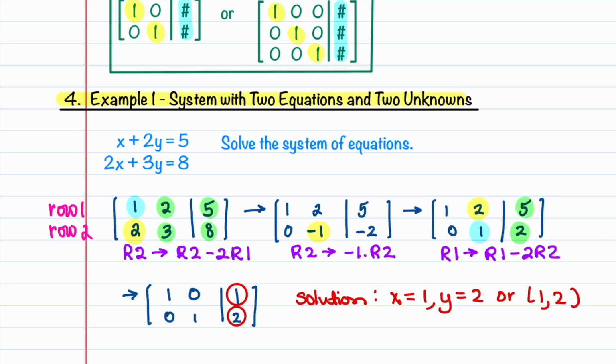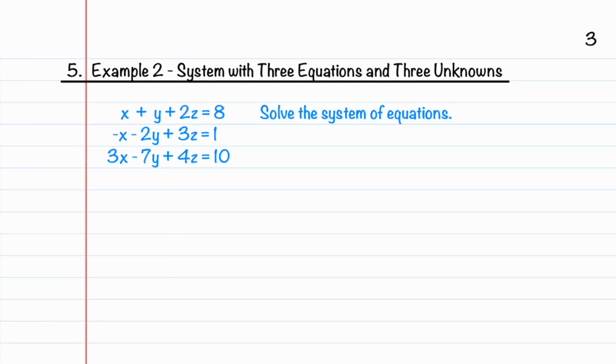Let's now look at our second example. In our second example, we are going to use Gauss-Jordan elimination to solve our system of equations. Notice that we have 3 equations and 3 unknowns. Let's begin by putting our system of equations into an augmented matrix. We're going to ignore the variables and just write down the numbers.